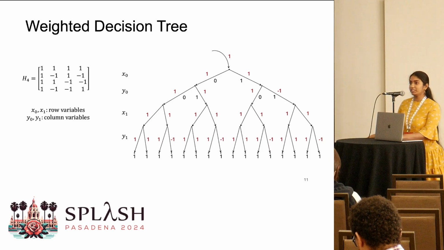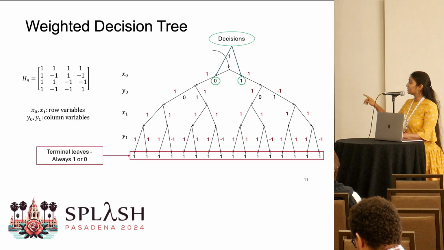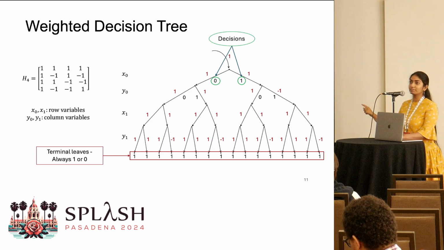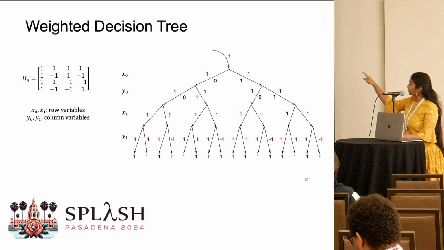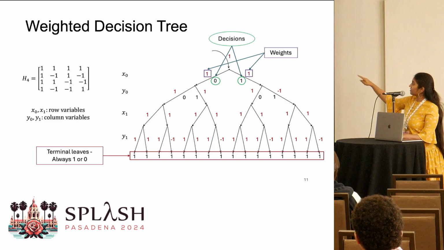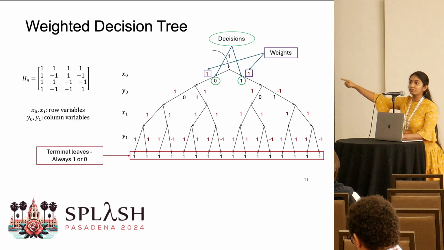When you go to a weighted decision tree, notice that you still have this decision tree where you have 4 variables. But the terminal leaves are always 1 and 0. They do not correspond to the values of the function. You have decisions similar to what we have seen before, but along with decisions, you see the red highlighted numbers. They are the weights that correspond to the decisions that you're taking. And this will help you get the value of the function for that assignment.